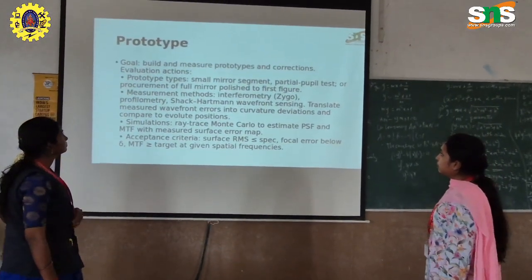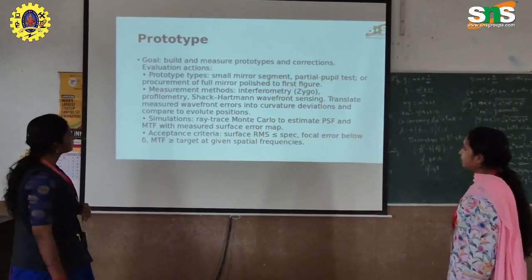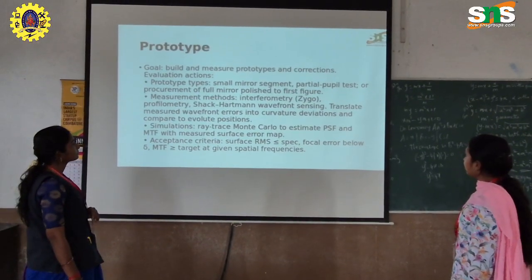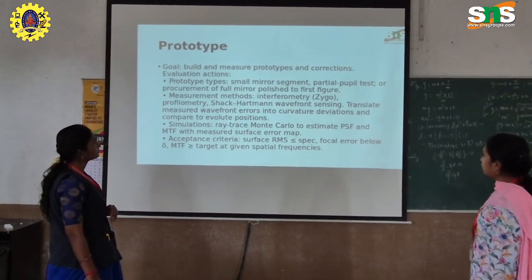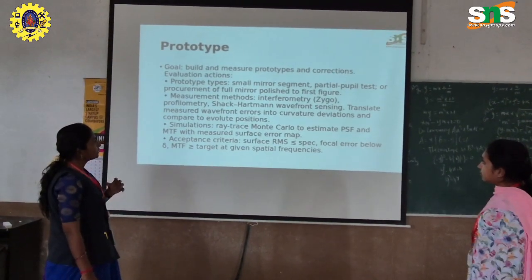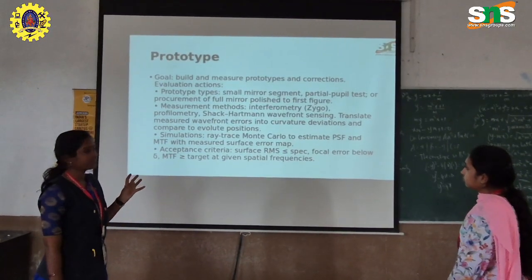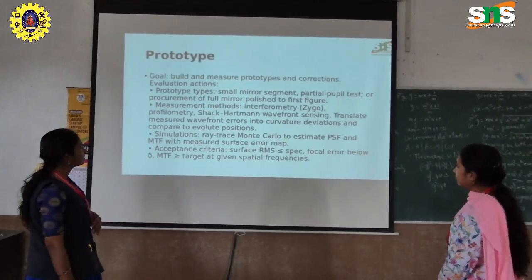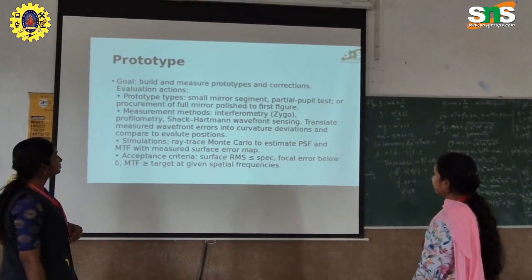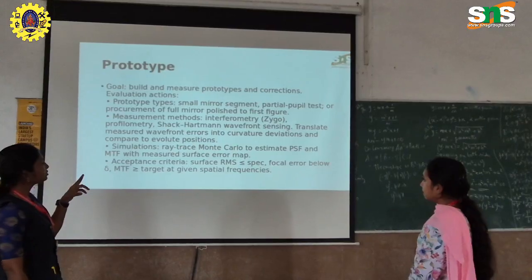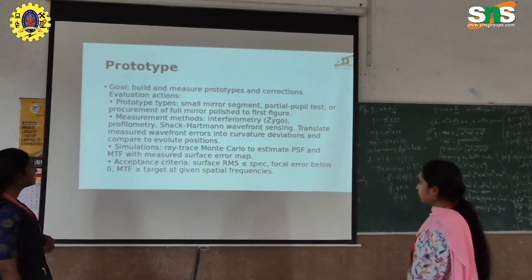Prototype. Goal: build and measure prototypes and corrections. Evaluation actions, prototype types: small mirror segment, partial pupil test, or procurement of a full mirror polished to first figure. So whether that mirror can be applied as this type or that type has been mentioned here. Measurement methods: interferometry, profilometry, Shack-Hartmann, reference sensing. So these are the methods of sensing for the particular parabolic mirror that have been given.